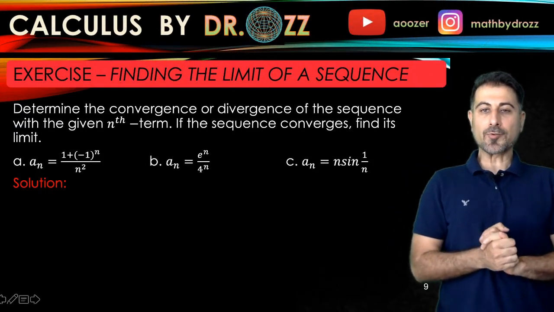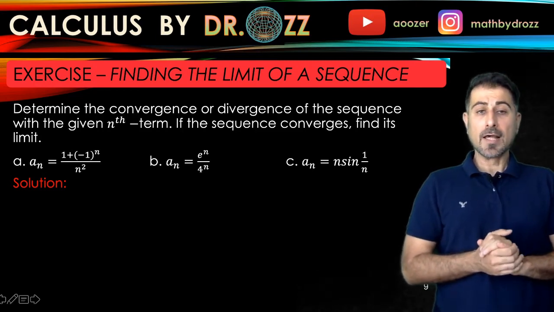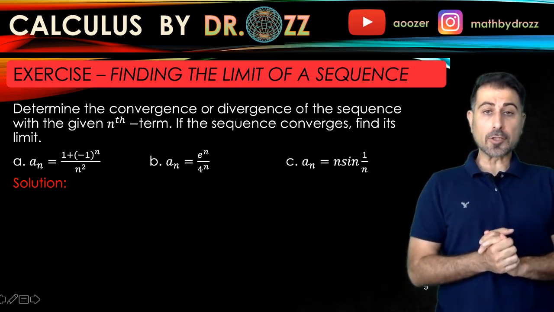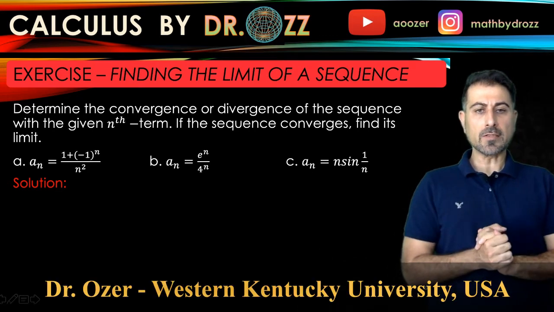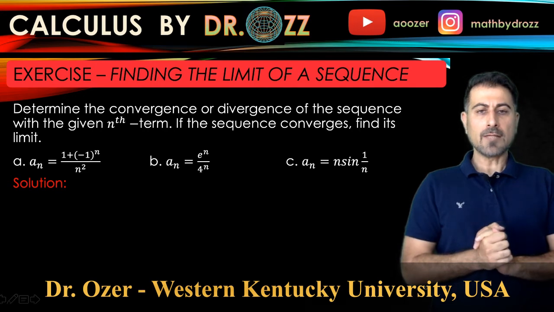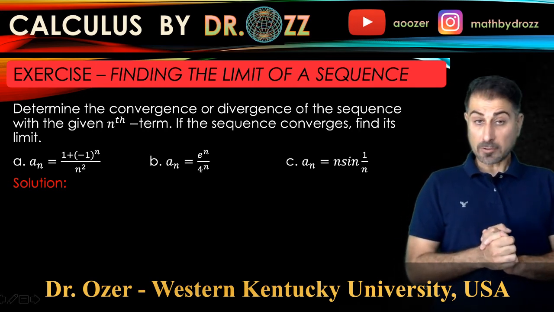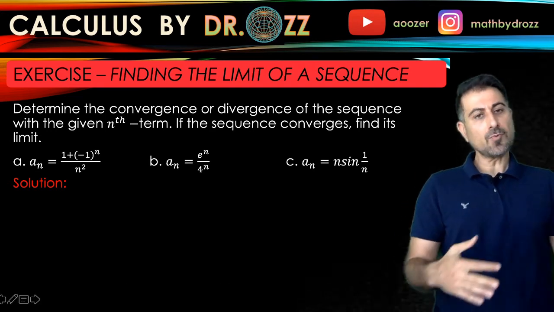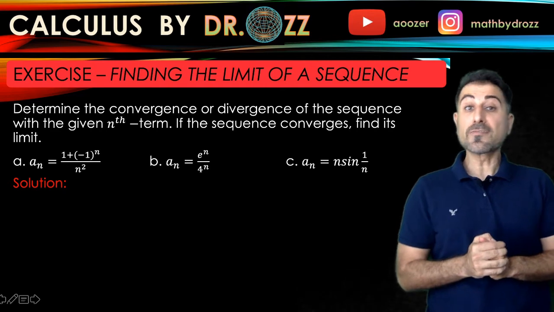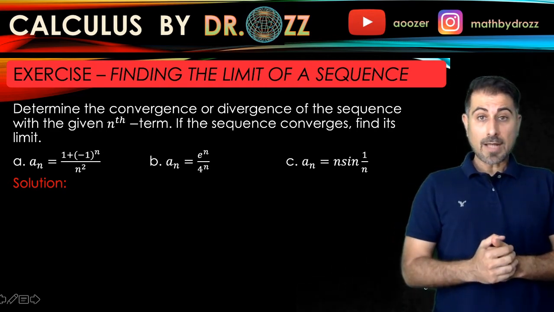Calculus by Dr. Oz. Today we're going to go through an exercise where we're going to find a limit of a given sequence. In fact, the nth term is provided to us. And we're going to use all the tools that we learned in the beginning of the calculus to find those limits. And we will try this time not to rely on your calculator, but we're going to mostly use analytic tools. But at the end, we can always use a calculator to verify the result. All right, let's hit the road.